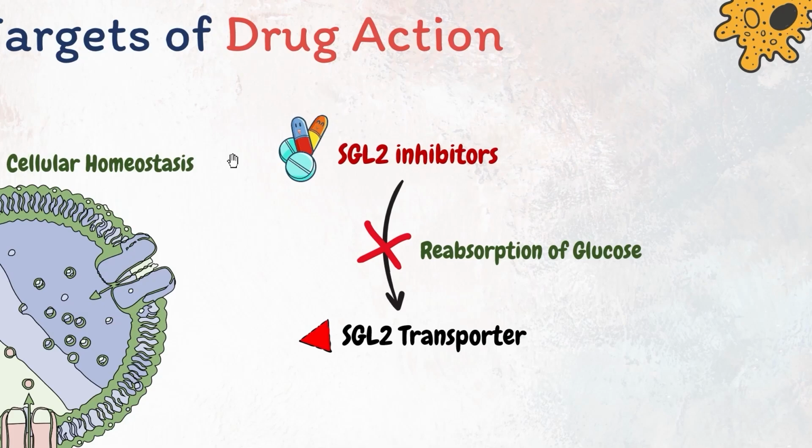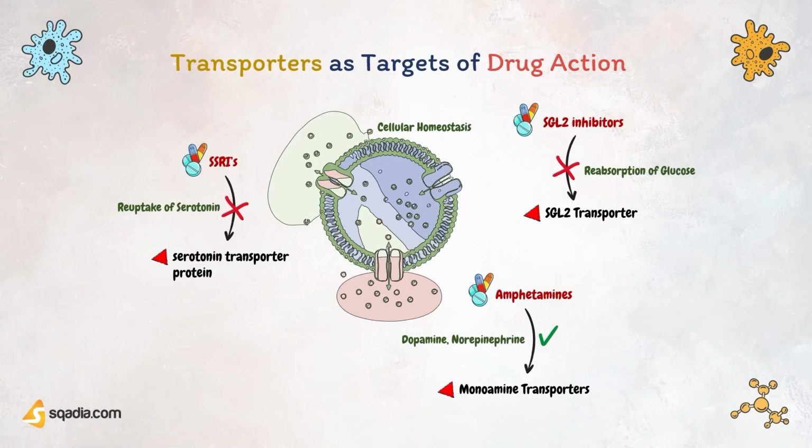Next we have SGLT2 inhibitors, which are a class of drugs used for the treatment of type 2 diabetes. These drugs work by blocking the action of SGLT2 transporters in the kidneys, thereby reducing the reabsorption of glucose and increasing the amount of glucose excreted in the urine. This results in lower blood glucose levels and can help improve glycemic control in patients with type 2 diabetes. SGLT2 is abbreviated as sodium glucose cotransporter 2. The SGLT2 transporter is a protein found in the cells lining the kidney tubules. So that is all for transporters.